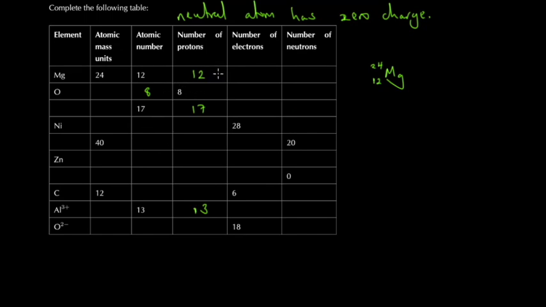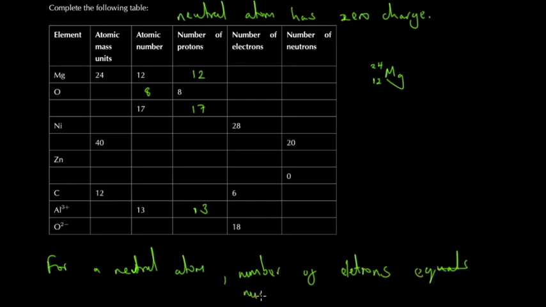So what you do is the number of electrons must be equal to the number of protons. So for a neutral atom, number of electrons equals number of protons. So for a neutral atom, this number must be the same. So Mg, we check there's no charge here. So Mg, number of protons must be equal to number of electrons. So it should be 12, 12. This one, O, is neutral again, so must be the same again. So this one must be 8.